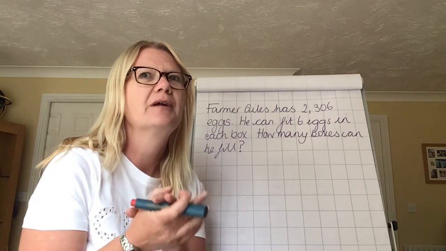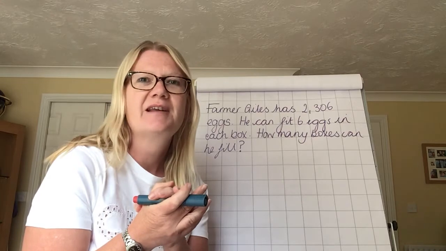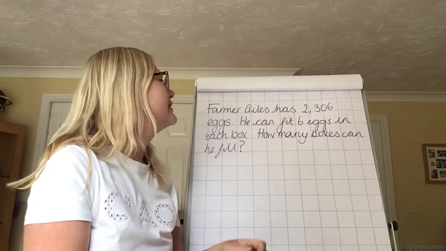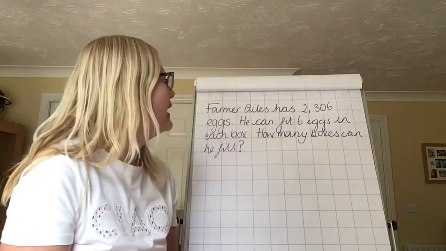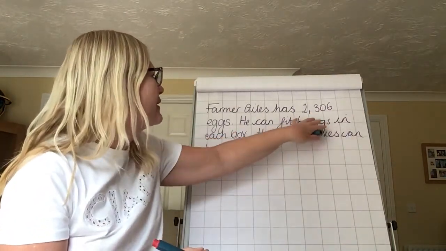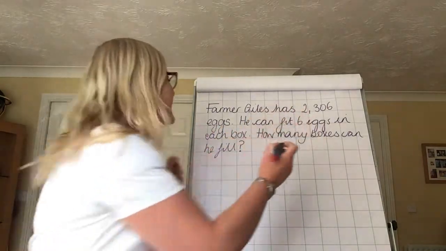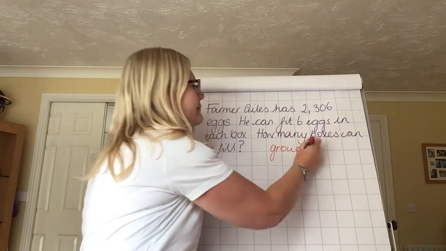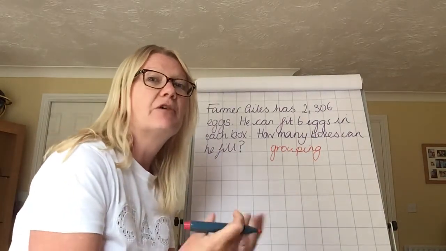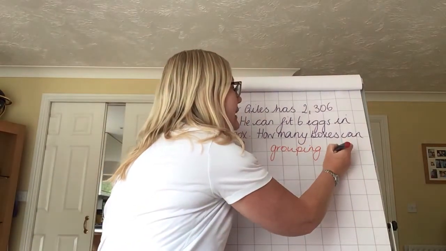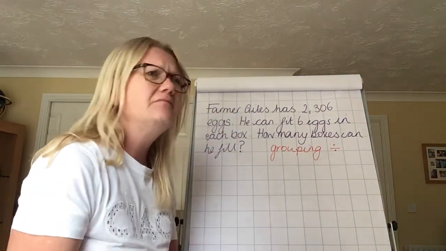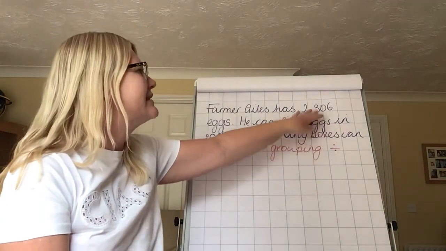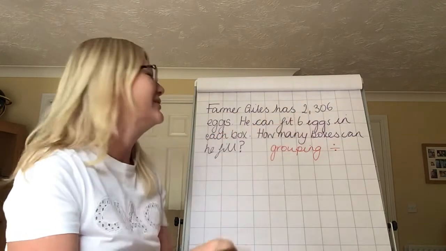Okay, so first thing, we're just going to consider the problem, aren't we? We're just going to have a think about it. So it's about eggs. We've got that many and we're going to fit them into boxes. So actually we are talking grouping here. We're making groups of 6, boxes of 6. And if we're grouping, we know we are looking at division. And we're looking for a number of boxes. So our answer is going to be less than the number of eggs we're starting with.